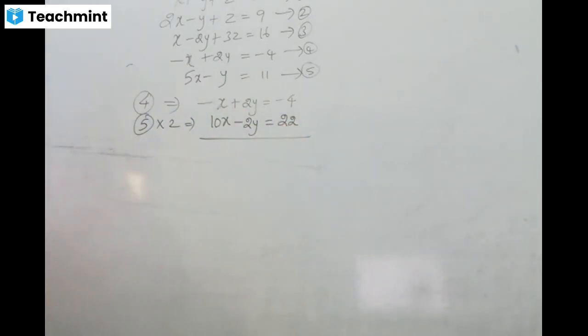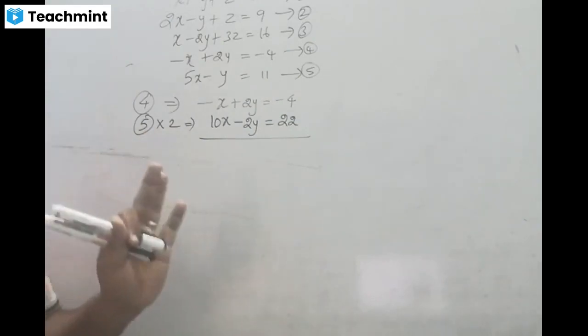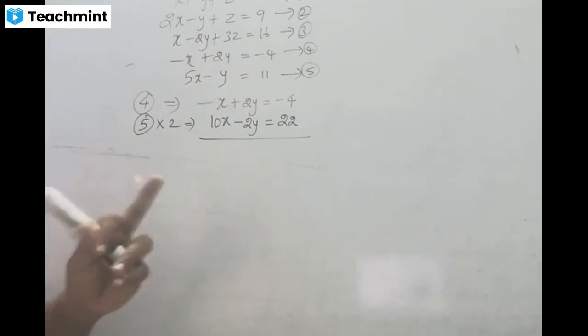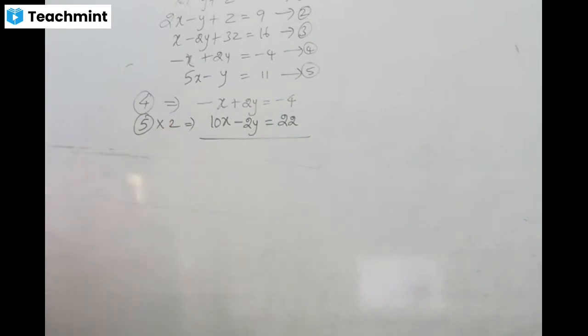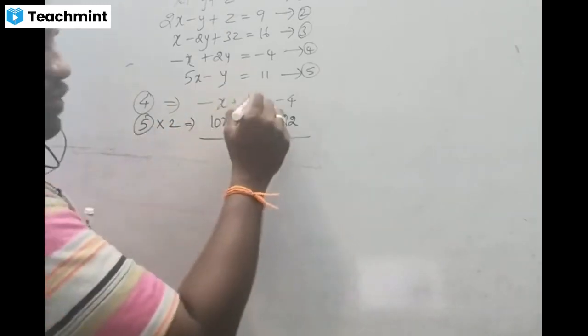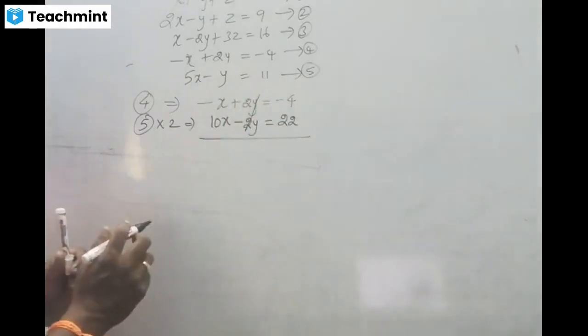Now I want to eliminate the variable y. So before eliminating, the coefficients are the same now. Then the second condition is what? Observe the sign. The sign of the same variable in both the equations is different here, so no need to worry. Just add these two equations. So plus 2y and minus 2y are cancelled.